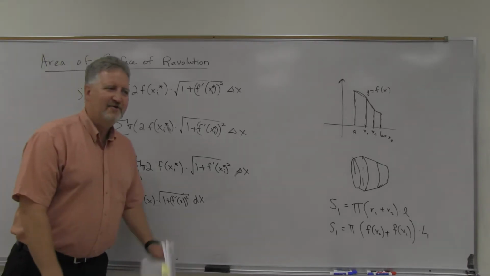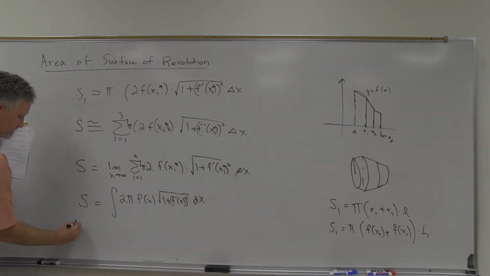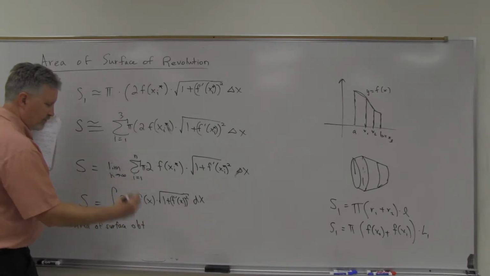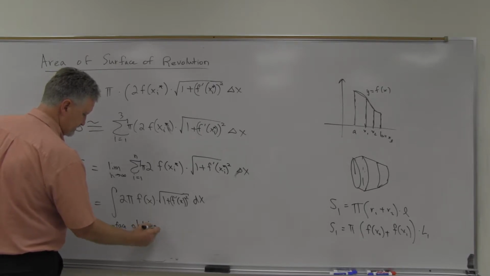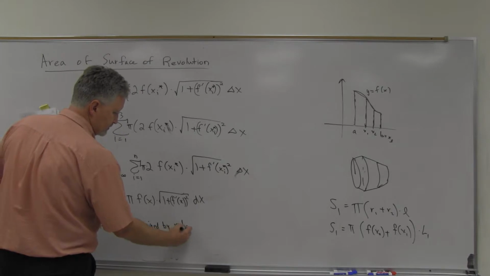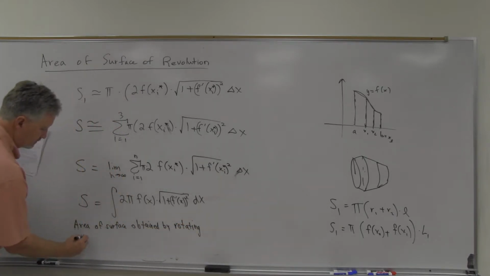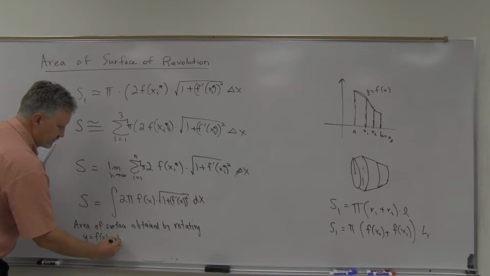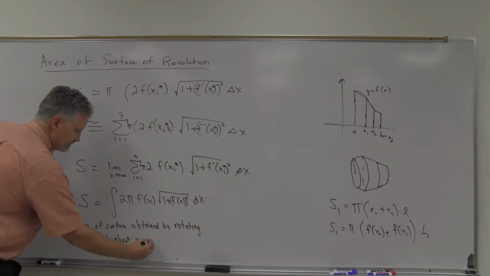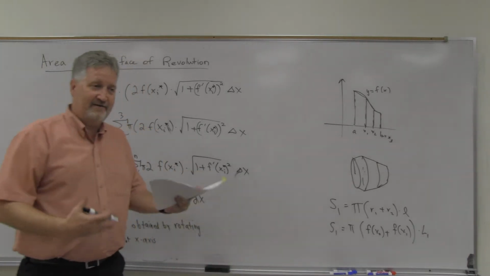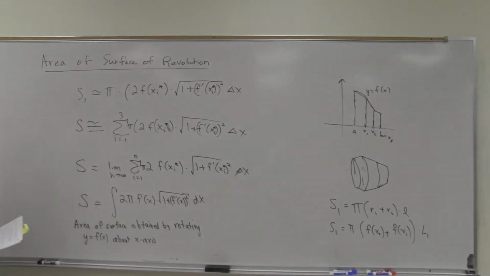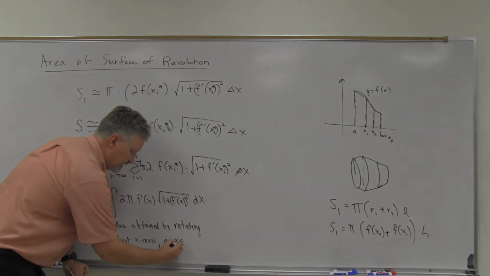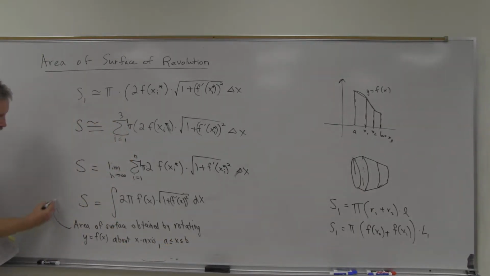So what does that give us? The area of the surface obtained by rotating, so what did we rotate? We rotated y equals f of x about the x-axis. So here's another formula for your formula card. Remember, things changed when we rotated about different axes and different functions. This is y equals f of x about the x-axis, and x is in between a and b. That's the surface area formula.